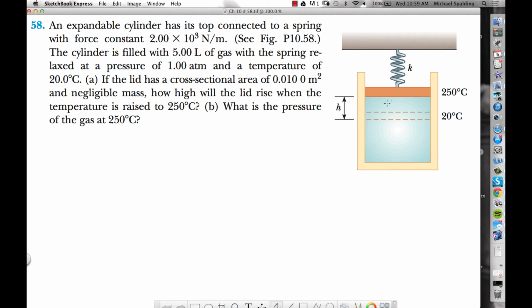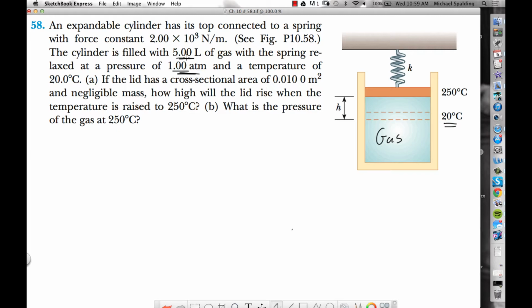Okay, number 58 in chapter 10, definitely the hardest one for this chapter. What we have is a gas inside this cylinder, and it's initially at a temperature of 20 degrees Celsius. And what else are we given? We're given the initial pressure. The initial pressure is 1 atmosphere. The initial volume is 5 liters.